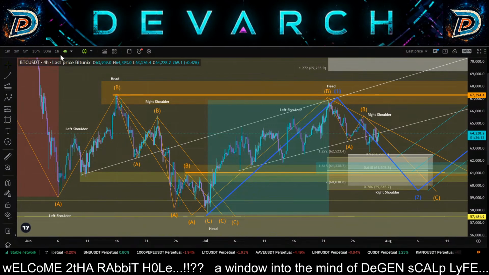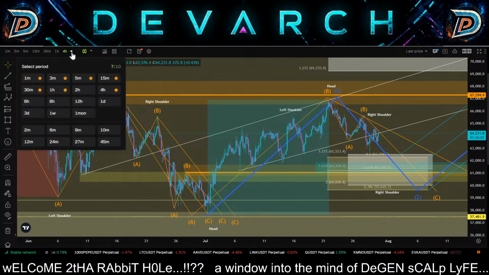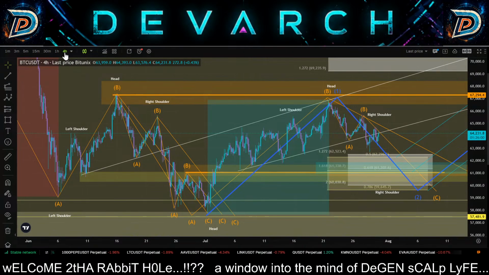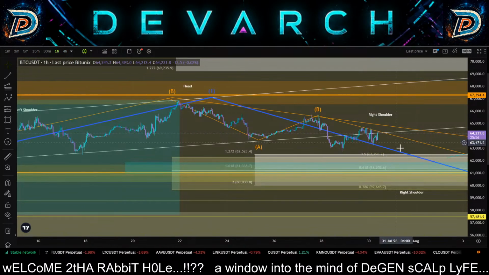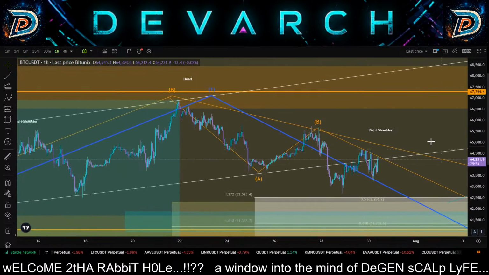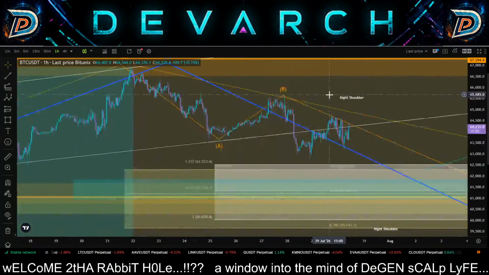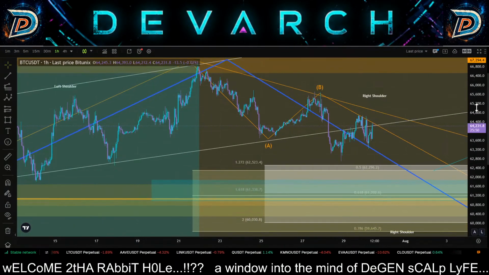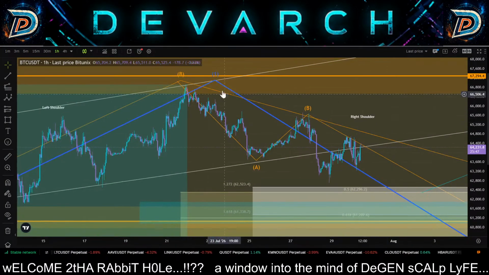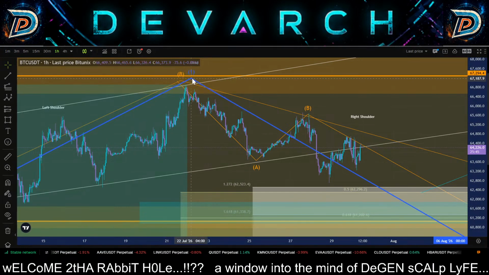Okay, and let's go down in wave fractal to a smaller wave fractal. And again, this is top-down multi-time frame wave analysis. So we started with the weekly, we went to the daily, and then the 4 hour, and now we're going to go down to the 1 hour. And you're going to see more of the same, waves within waves, doing the exact same thing.